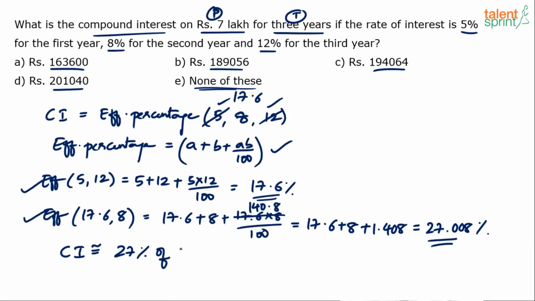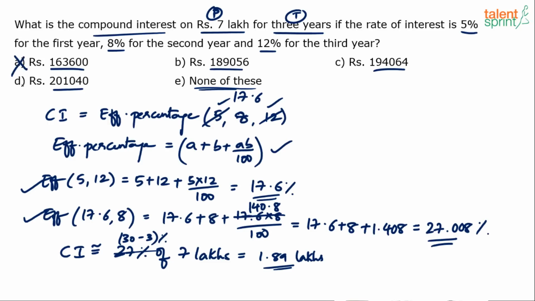27% of what? 7 lakhs. 27% of 7 lakhs. What is 10% of 7 lakhs? 70,000. What will be 20%? 140,000. What will be 30%? See, 27% is like 30% minus 3%. Easy calculation, right? 27 is 30 minus 3. So 30% of 7 lakhs is 2.1 lakhs. 3% is 21,000. So 2 lakhs 10,000 minus 21,000 is 1,89,000. It is 1.89 lakhs.